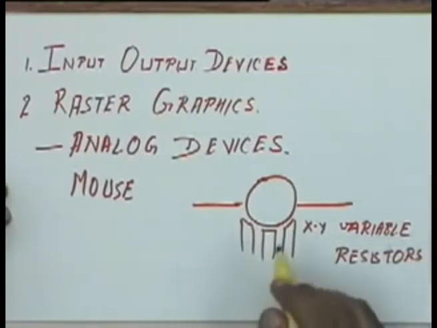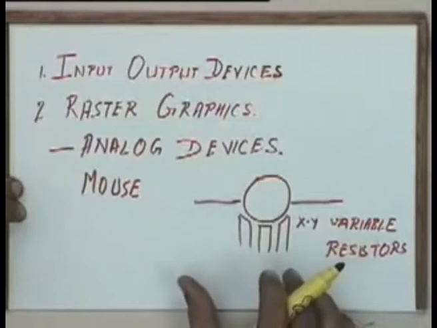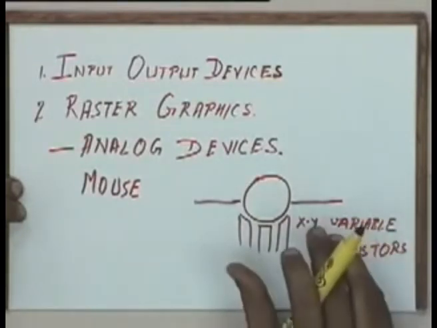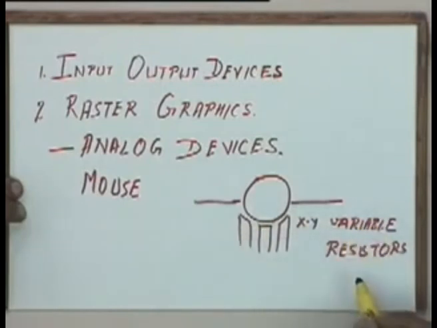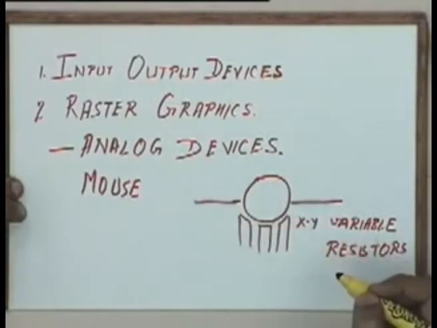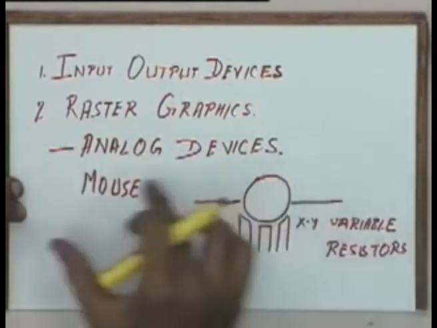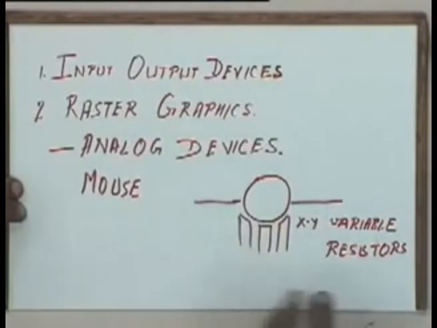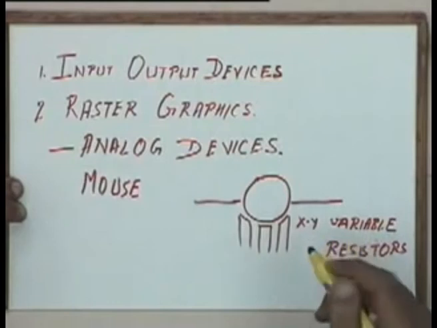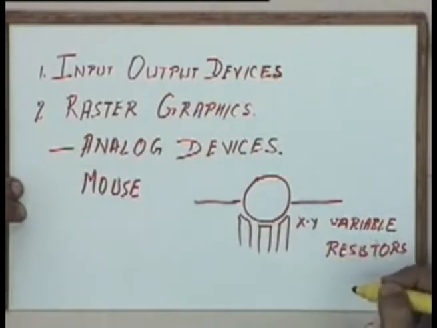As a result of this, if you move the mouse in the X direction, the resistance of the X variable resistor will change. If you move it in the Y direction, the resistance of the Y variable resistor will change, and this resistance is then taken as a measure of the position of the mouse. So as you move the mouse on the board, there is a set of resistors inside whose resistance is changing. This is what is called a mechanical type of mouse. We also have light type and other types which essentially work on similar principles.